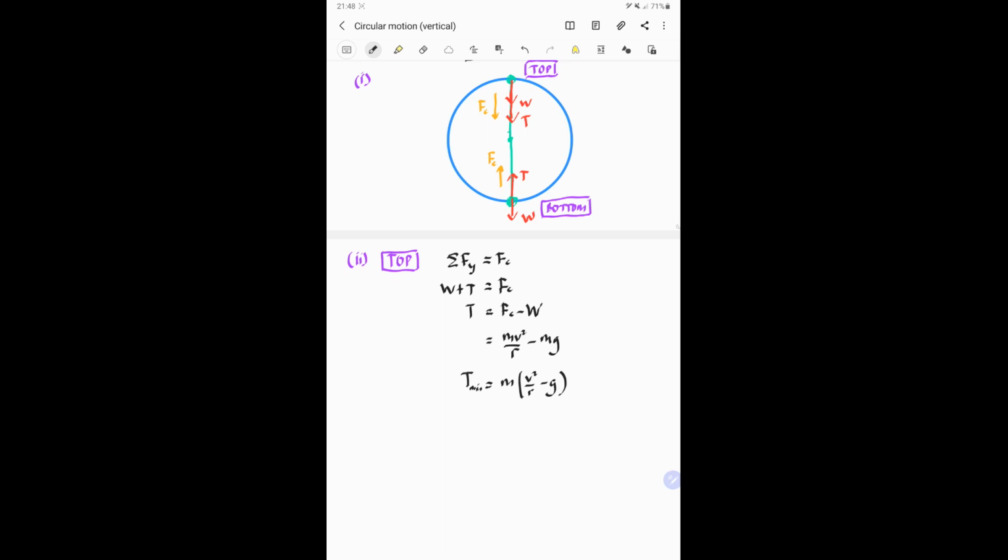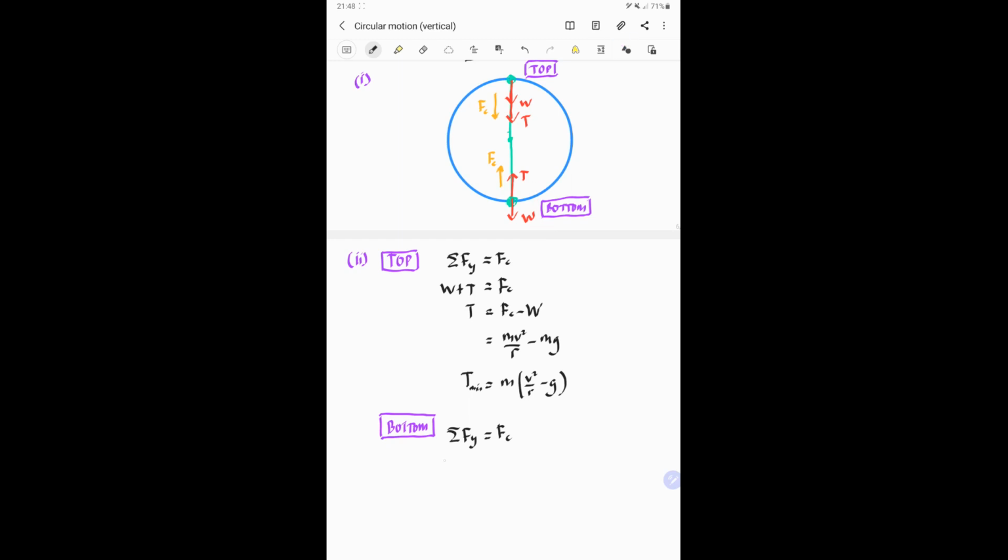Okay, what happens at the bottom? At the bottom, we just do the same thing. The sum of Fy equals Fc. Here Fc is directed upwards. In this case, T is upward, so T is positive, while W is downward, so W is negative. So the equation is T minus W.